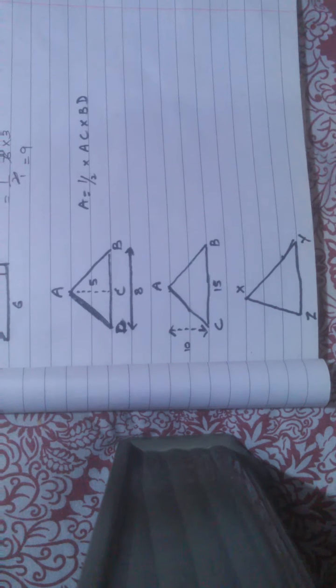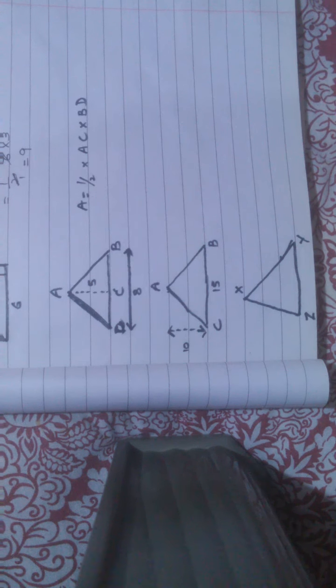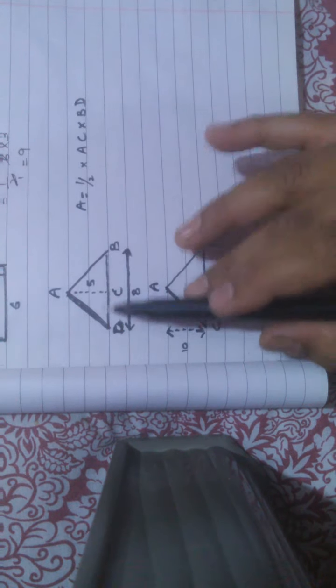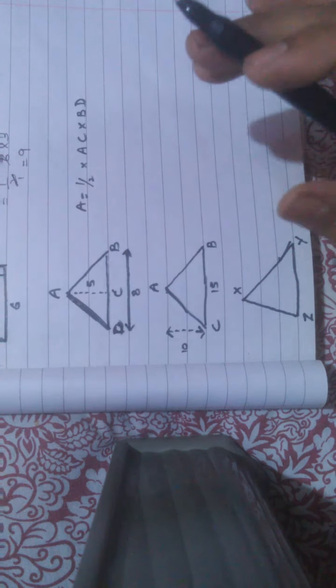One of them is given the name ABC, and one of them is given the name ABCD, and the third one is given the name XYZ. If you observe, this figure has no 90 degree present in it anywhere.